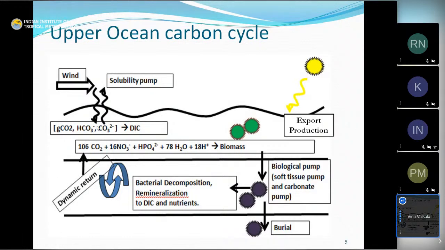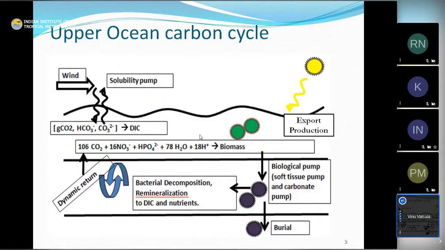Say, for example, entrainment, mixing, upwelling, etc. Unless this loop is supplied, is complete, the upper ocean production cannot be supported. So that is why the biological cycling is important in the upper ocean carbon cycle.